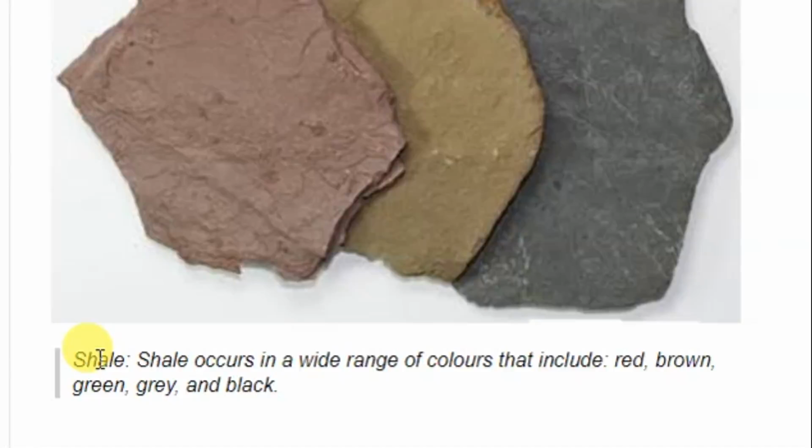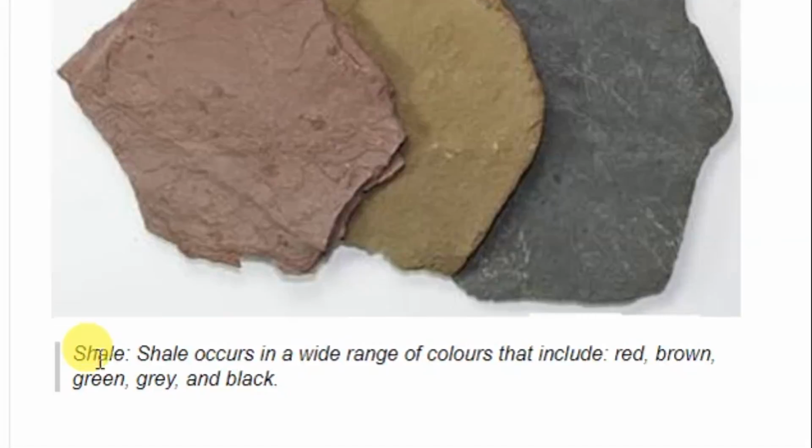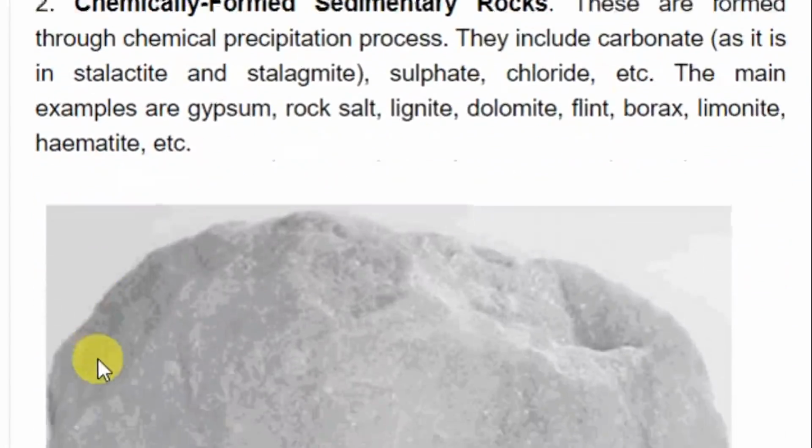So shale occurs in a wide range of colors that include red, brown, green, gray and black. I think for those who may live in areas like Dar, there are stones called Tanga stones and they show certain colors in layers. That is sedimentary rocks, examples of sedimentary rocks.